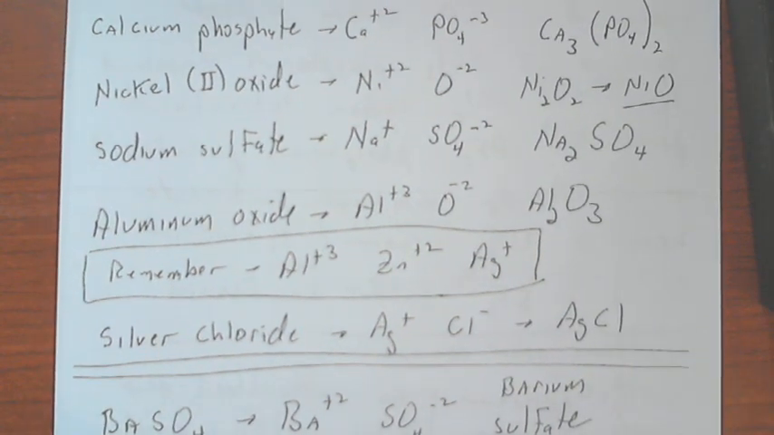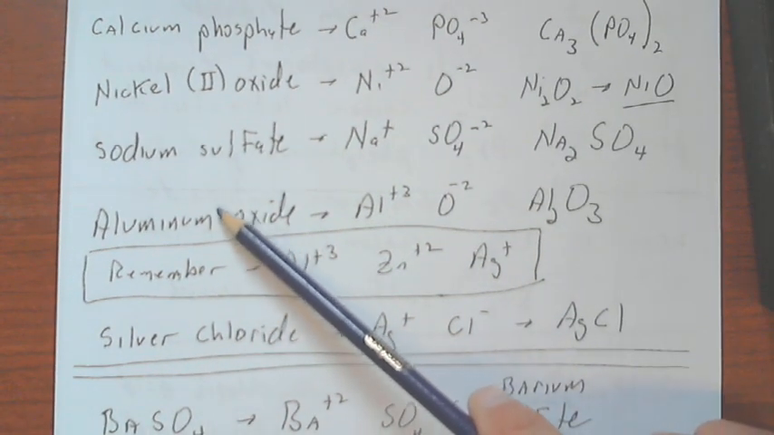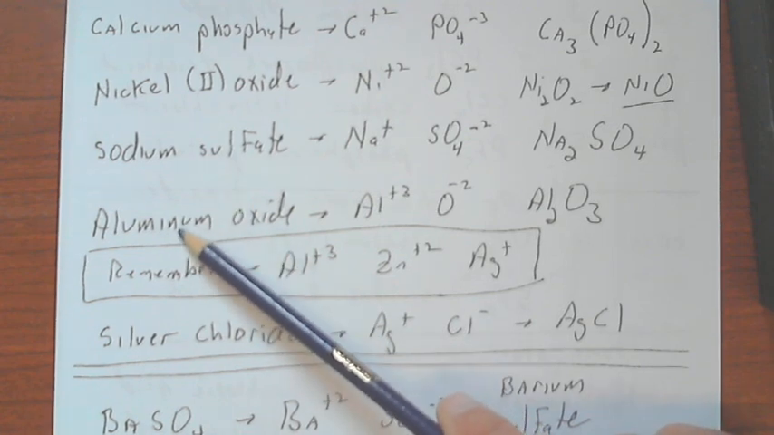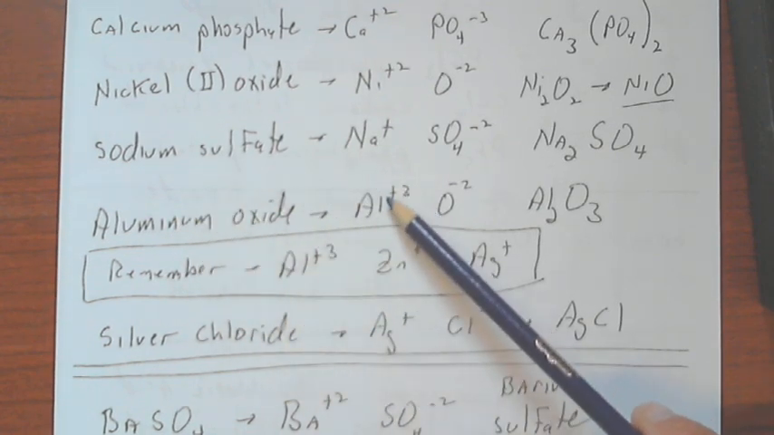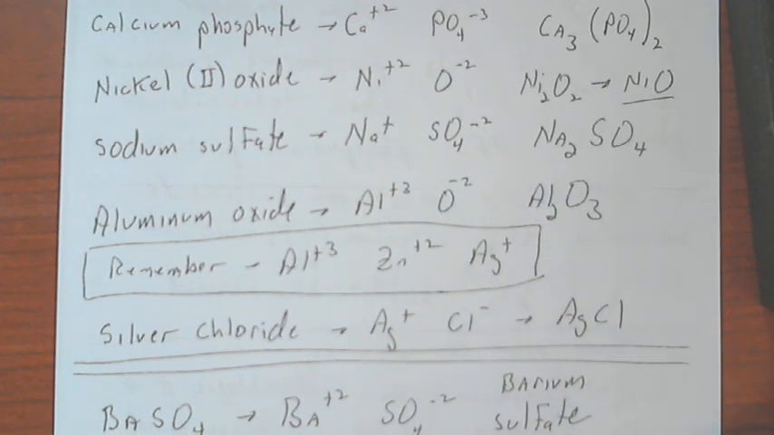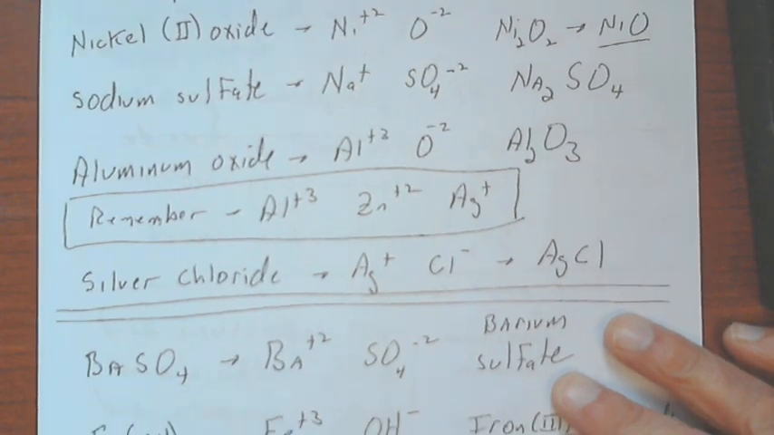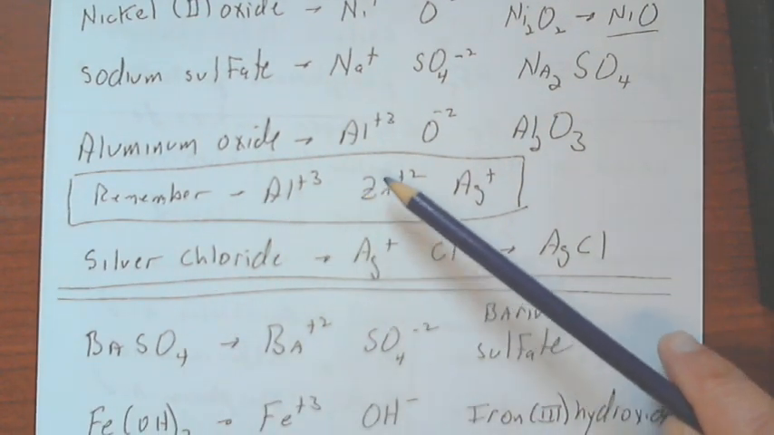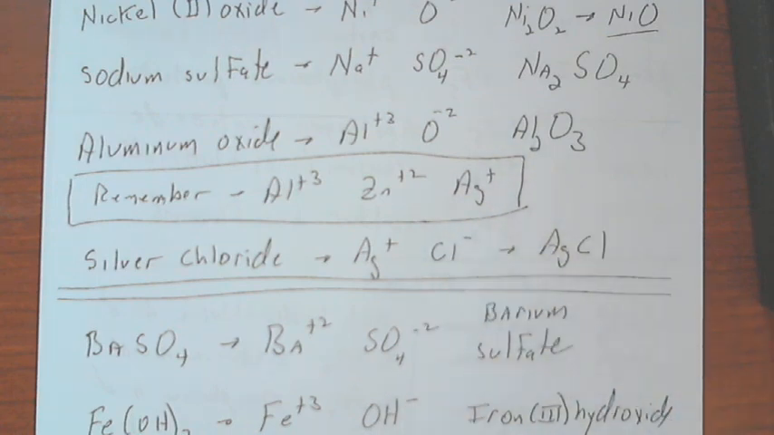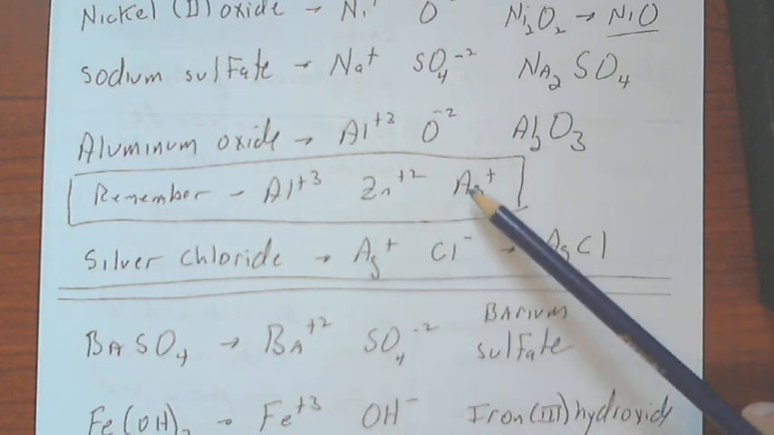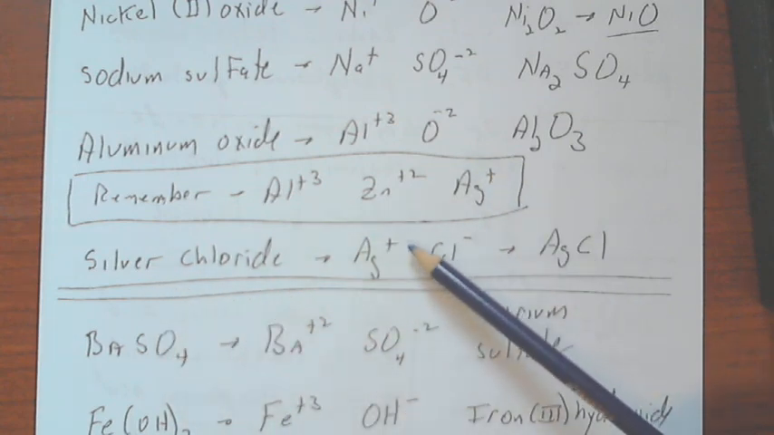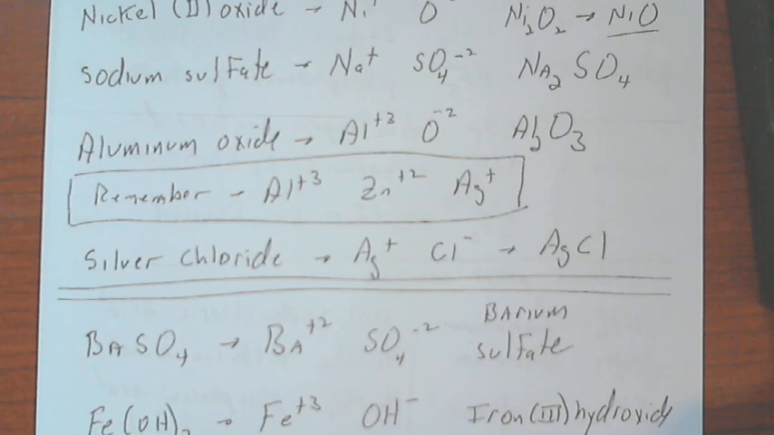Aluminum oxide, remember, aluminum, a lot of times it should be plus 3 here, but a lot of times people don't write the plus 3 because they know it's always 3. So aluminum's plus 3, oxygen's minus 2, crisscross, you get Al2O3. Okay, so when you look at this part, you get aluminum plus 3, zinc plus 2, silver plus 1. That's on a periodic table, that kind of stair. And they're always that, and so a lot of times people don't write that Roman numeral there. Silver plus 1, chloride minus 1 makes that.